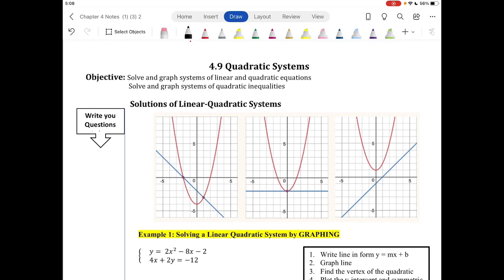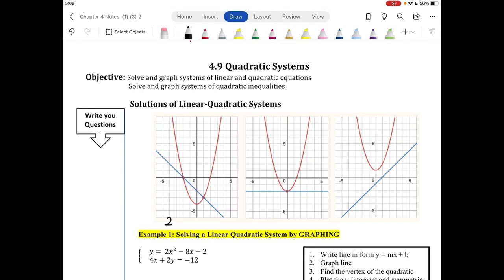In 4.9, we're going to learn about quadratic systems. We'll learn how to solve and graph both linear and quadratic equations, as well as how to graph and solve systems of quadratic inequalities. We have three different types of solutions when we're dealing with linear quadratic systems.